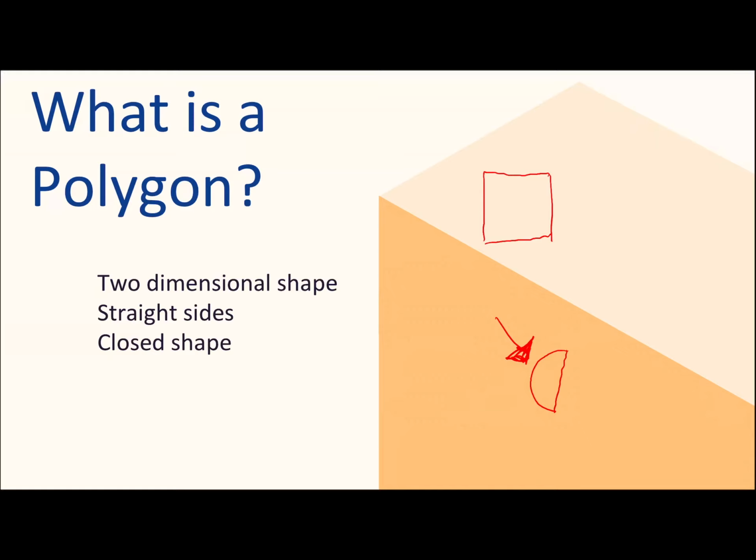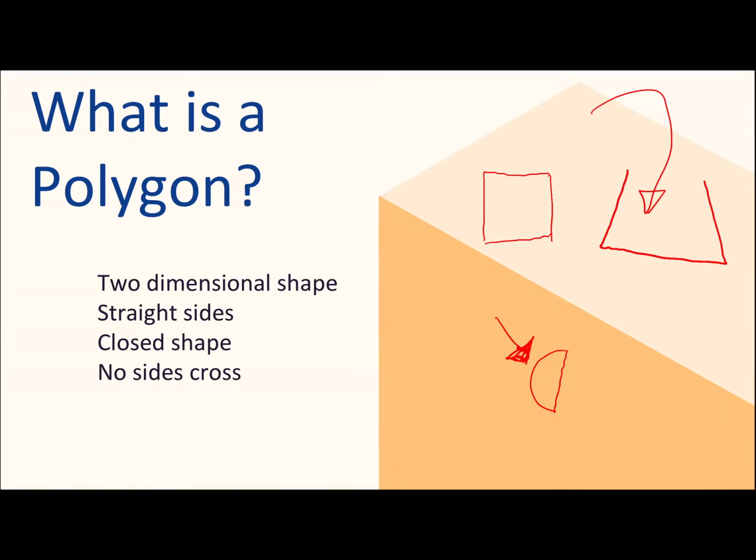They have to be closed shapes, so we can't have a shape that looks like this because it's not a 2D shape. It's just 3 lines joined together. If we look here, it's open. It's not enclosing anything, so that is not a polygon either.